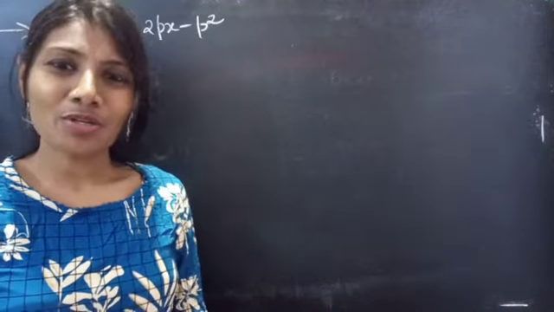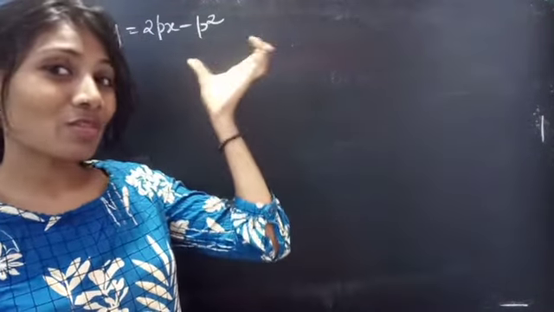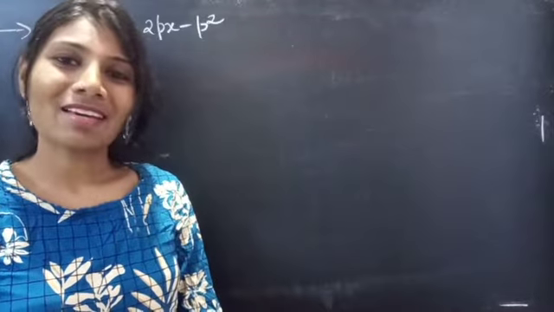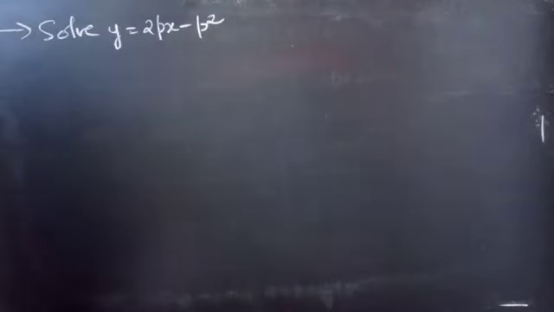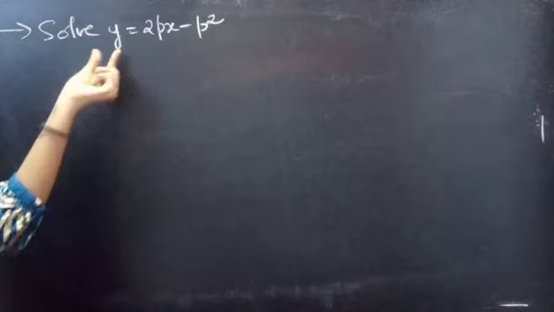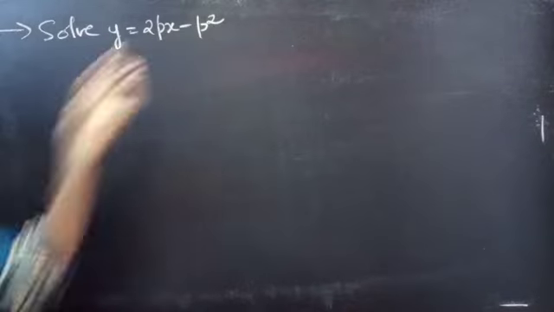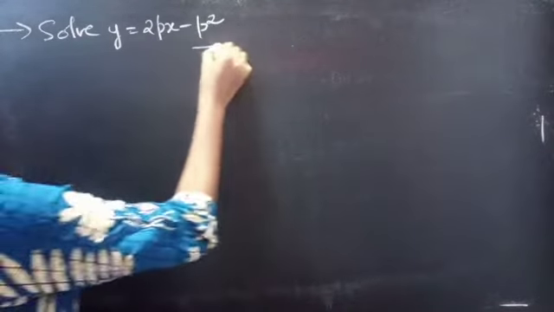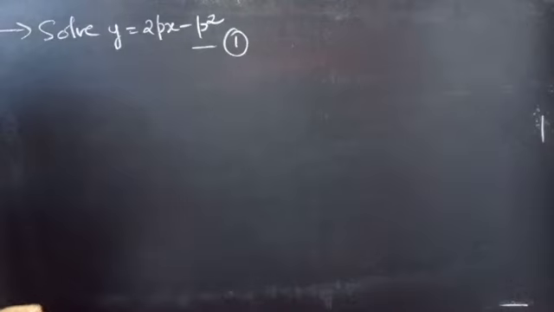In this video, we are going to solve a differential equation solvable for y. So let's get going. Problem: solve y equals 2px minus p square. Consider the given equation as equation 1.